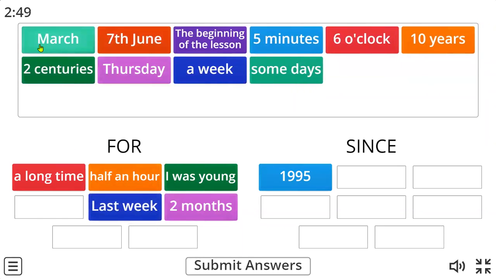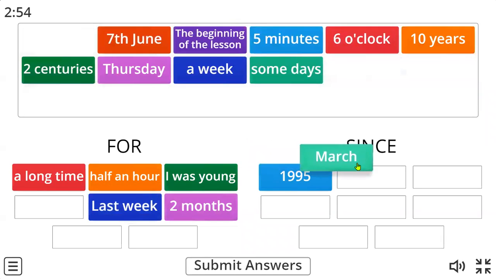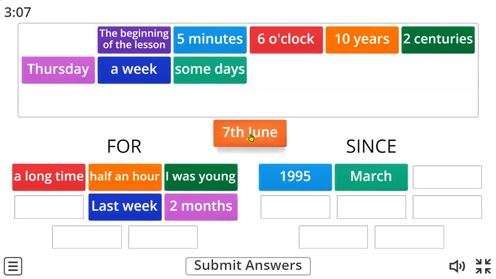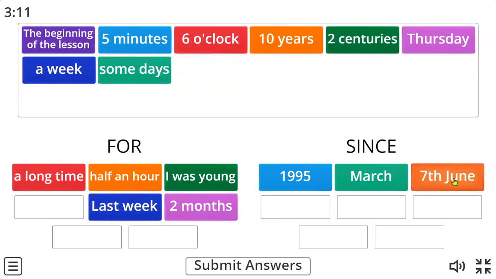Okay. Since March. Since 7th June. Okay, the beginning of the lesson. For the beginning of the lesson? Por el inicio de la clase. No. Si lo pasa al Spanish, desde el inicio de la clase. Since the beginning of the lesson. ¿Cuál tiene más sentido si lo leemos así? Since, right? Ah, okay.